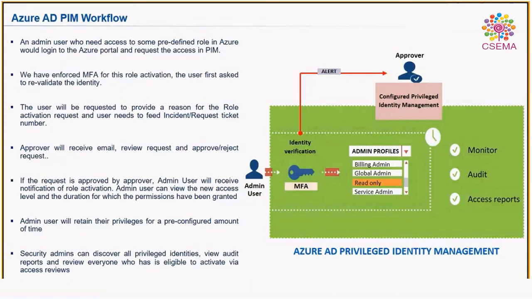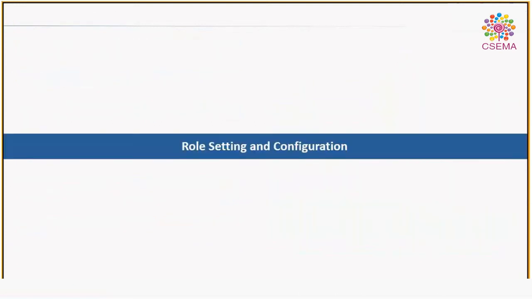And the security admins can discover all the privileged identity, view audit report, review anyone who is eligible to activate via access. So that's where the auditing and all the logs and audit history should be visible, right? So you can also see from the graphical manner how that flow works. Role setting and configuration. This is more on the technical way, how to configure the role, right?